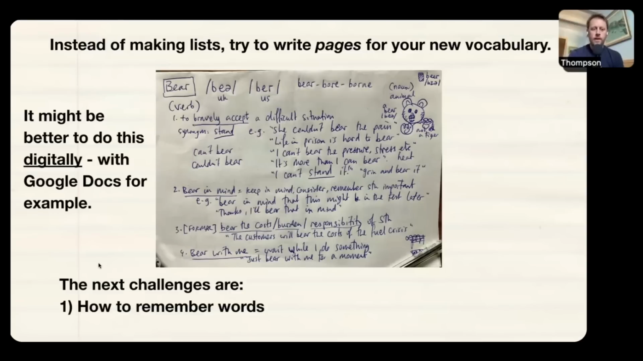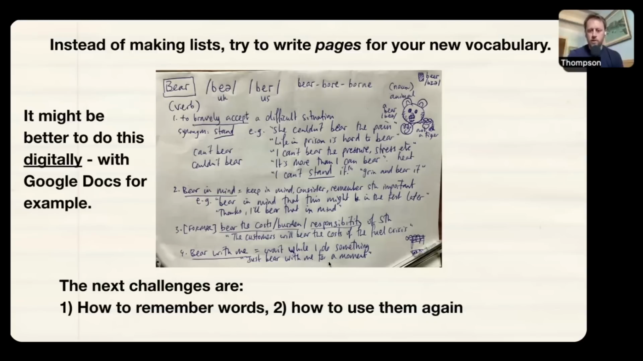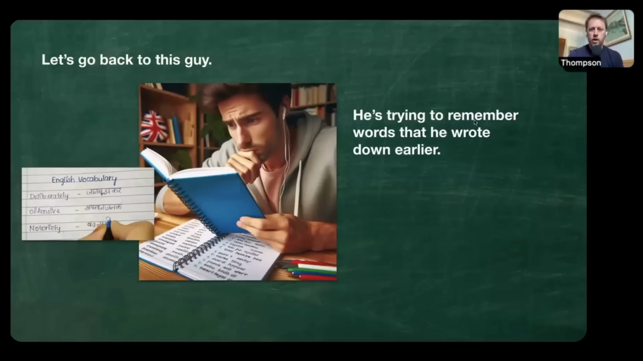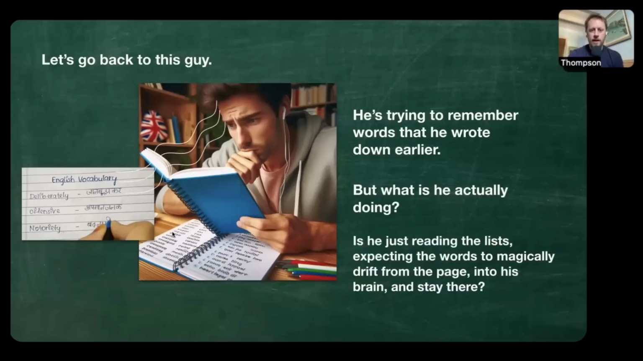So there you go. Now that's noticing, understanding, recording words. The next challenges are how to remember words and then how to use them again in the future, right? So let's go back to this guy. So he's trying to remember words he wrote down earlier, as we saw. But what is he actually doing? As far as I can tell, it looks like he's just reading the lists, expecting the words to just magically drift from the page into his brain and stay there. That seems to be what he's doing.